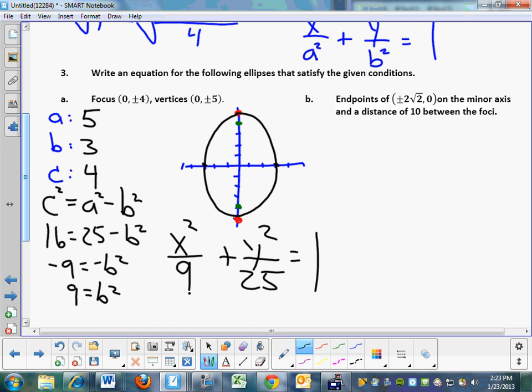So I just wrote an equation for an ellipse. I had to do some kind of problem solving, some kind of puzzle work, and figure out where I'm going. That makes sense? Any questions on that? So that's all you got to do. You just got to come up with that. Okay, let's try one more.